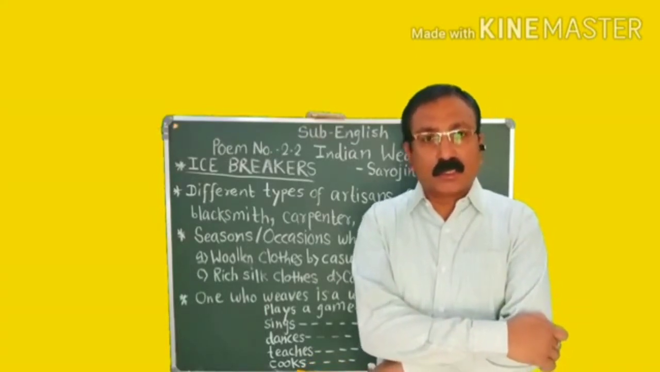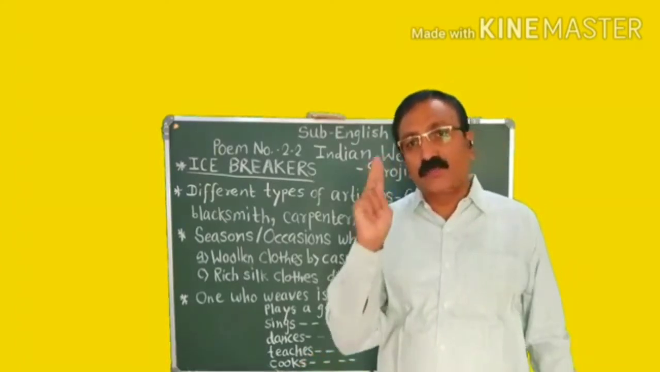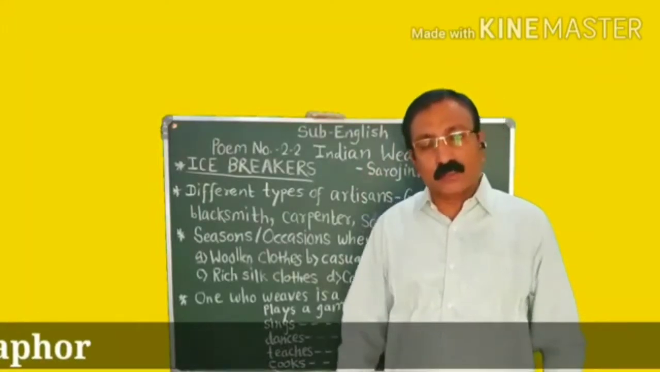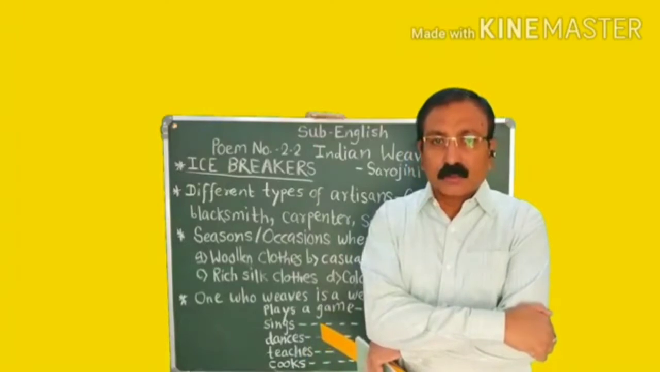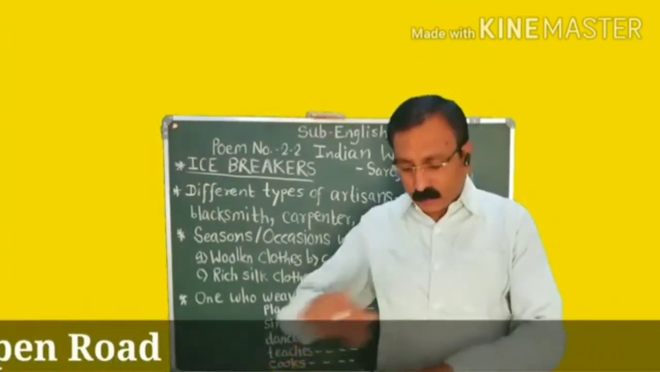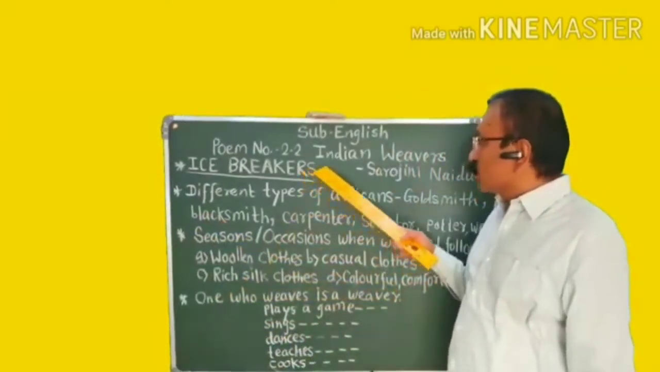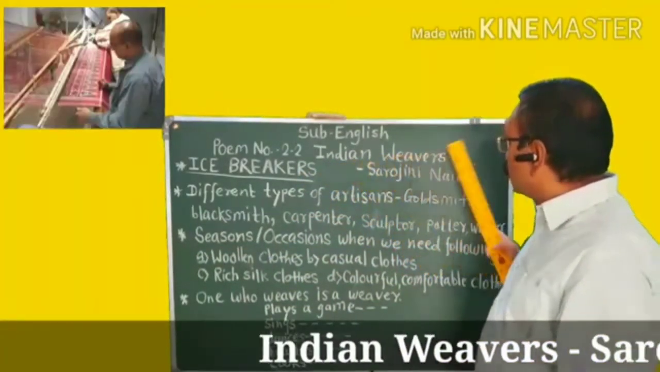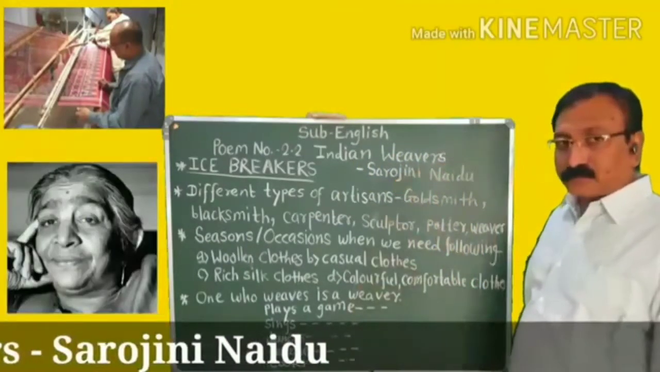Students, in the earlier session we completed two significant figures of speech, simile and metaphor. We also discussed a few lines, examples from the poem Song of the Open Road. Today we are going to learn the second poem. The title of the second poem is Indian Weavers, written by Sarojini Naidu.